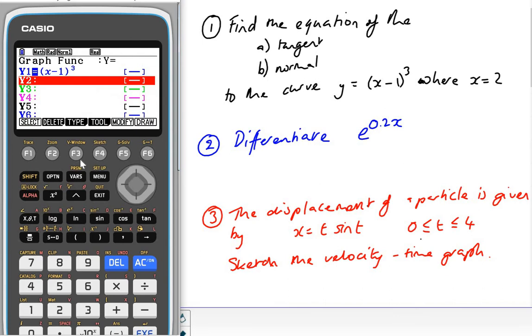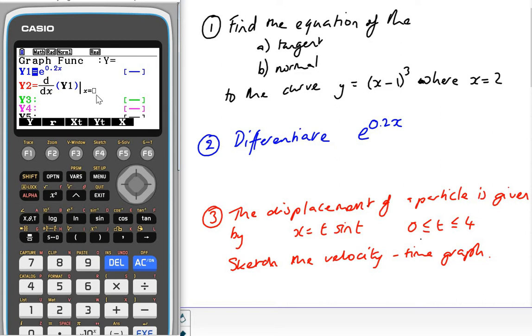Right, let's look at the next problem. So I'll exit and I'm going to delete that, and I need to differentiate e to the 0.2x. So I'm going to type in e to the 0.2 and then x, execute. Now, you know when you're in run mode, you can differentiate at a particular point. So we're going to go options and calc, and we use the differentiate thing. Now, I can't be bothered to type that in again, so my shortcut is to type y1, and whatever y1 was, e to the 0.2x, that's what's going in there.